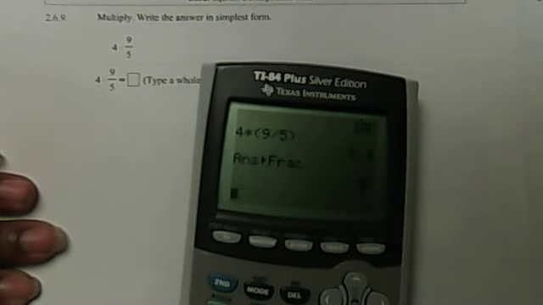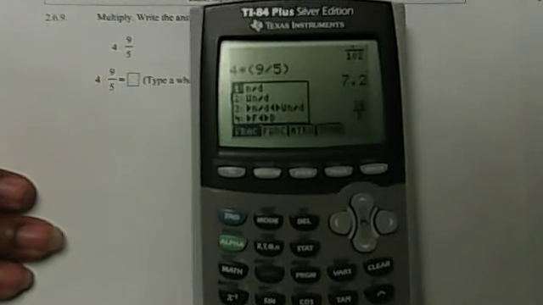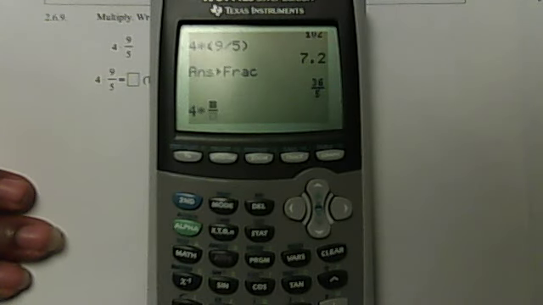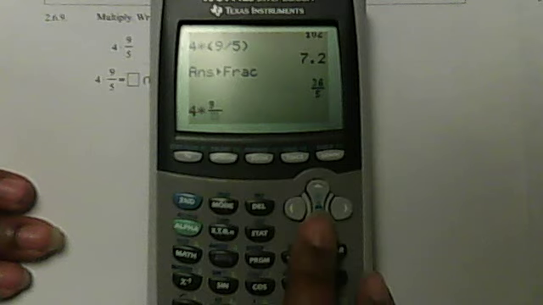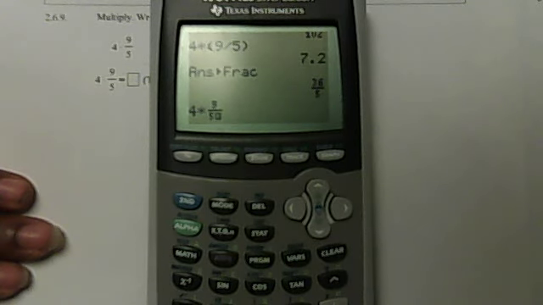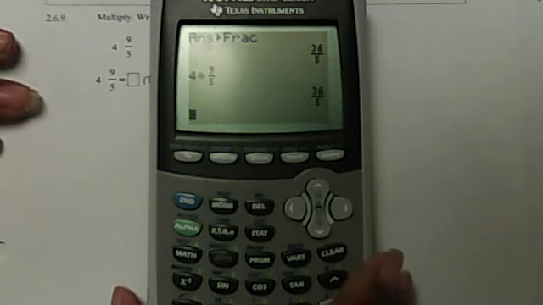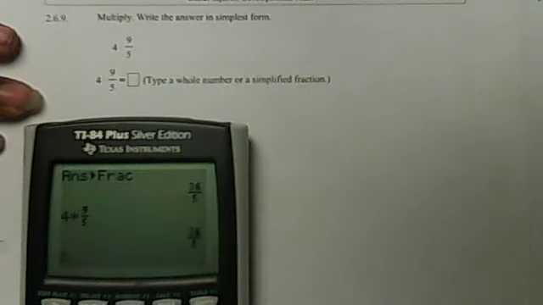If I was using the upgrade, I would hit 4. Then I would hit times. Now I go to my alpha y equals menu. At this point I can go and fill in my blank for my 9 over 5. Because a whole number is not a fraction, I don't go to the fraction menu when I don't have a fraction. And again that answer is 36 over 5.